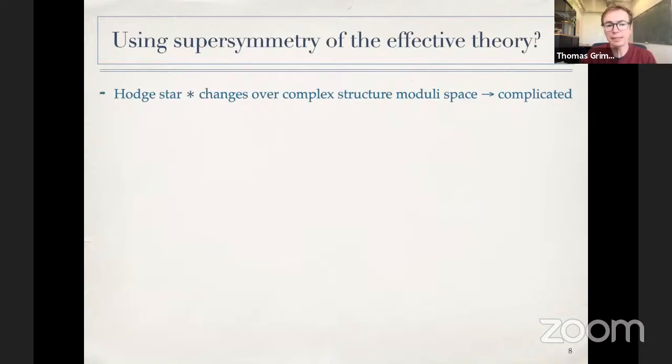Nevertheless, they are very complicated to study, right? And the reason for this is the following. This Hodge star actually changes over the complex structure moduli space. So if you change the shape of the compact manifold, of the Calabi-Yau manifold, then your Hodge star will also change, and the vacuum conditions will differ from place to place in this moduli space.